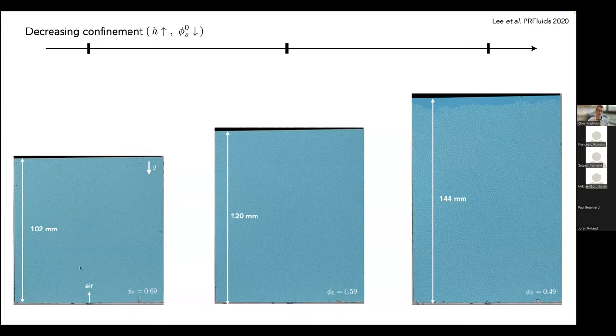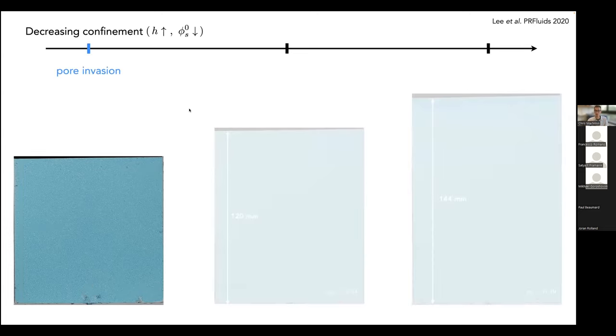And then the question is, if we inject gas in the bottom, how does the migration of the gas through this packing of particles depend on how confined the particles are? When the particles are very confined, we get essentially invasion of gas through a rigid porous medium. So this is what you might call pore invasion. The gas is going into the space between the particles, displacing the liquid. And this is a standard kind of flow in the porous media world that is reasonably well understood.